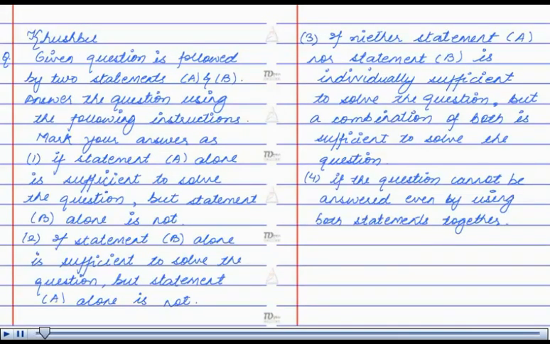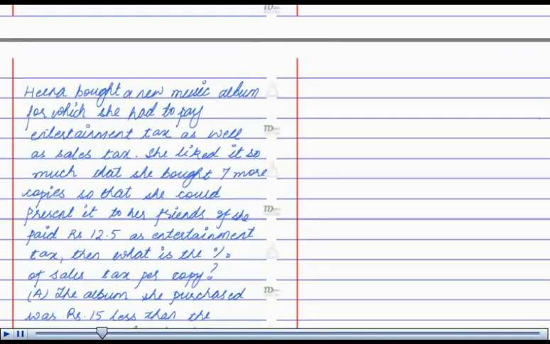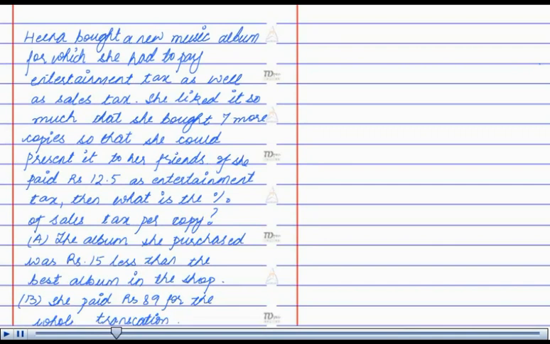Hello, I am Khushbu. Given question is followed by two statements A and B. Answer the question using the following instructions. A set of 4 instructions has been given, which is followed by the question. Hina bought a new music album for which she had to pay entertainment tax as well as sales tax. She liked it so much that she bought 7 more copies so that she could present it to her friends. If she paid rupees 12.5 as entertainment tax, then what is the percentage of sales tax per copy? Statement A is, the album she purchased was rupees 15 less than the best album in the shop, and statement B is, she paid rupees 89 for the whole transaction.